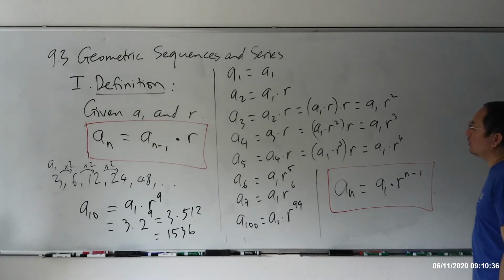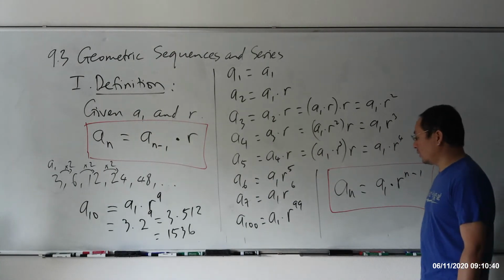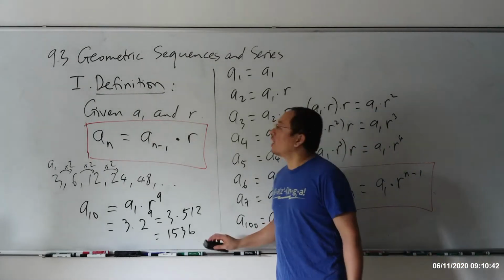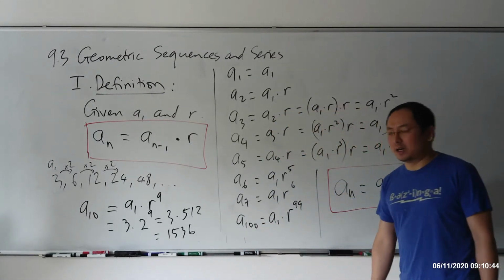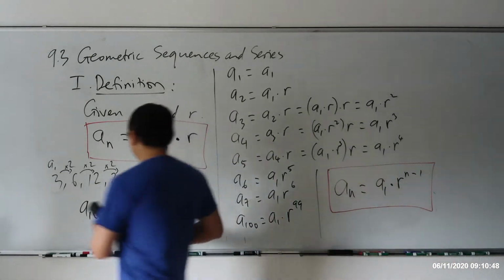All right. Let's move on to the second part. Now we're going to talk about series and then partial sum. Turns out that a geometric sequence may have a convergent series. It depends on the common ratio R.